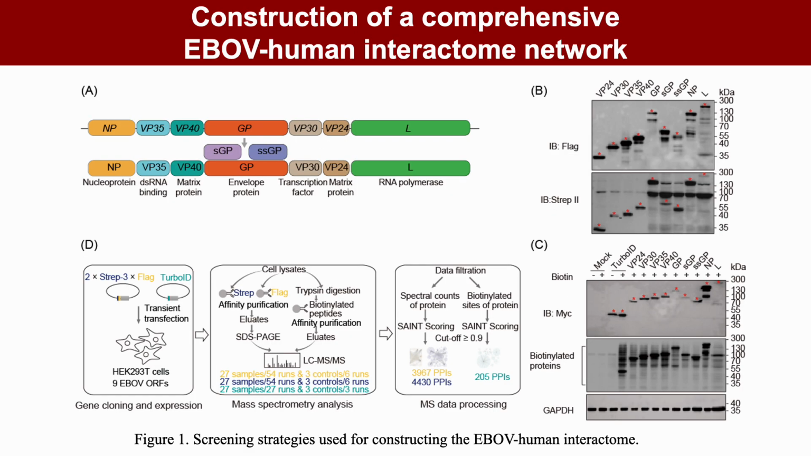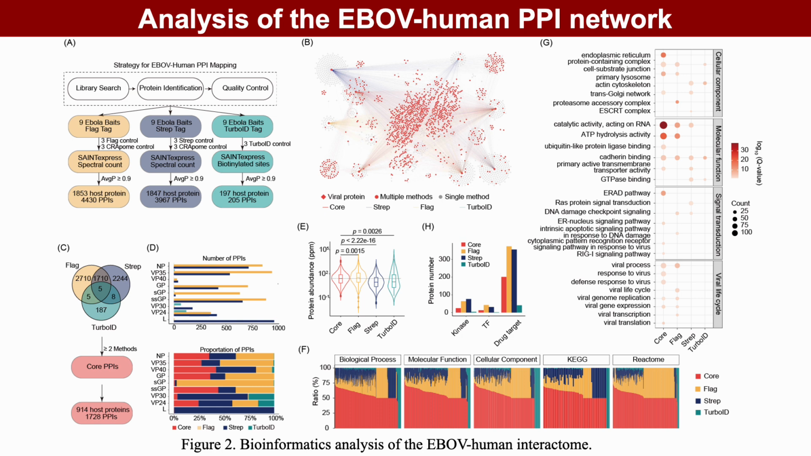We constructed an EBOV-human interactome using two complementary approaches, AP-MS and proximity labeling. For the AP-MS experiments, each of the 9 EBOV proteins was individually expressed in cells and protein complexes were purified in biological triplicates. For proximity labeling, biotinylated proteins were enriched using antibiotin antibody in triplicates, and analyzed by MS. We built a high-confidence EBOV-human PPI network consisting of 1,728 core interactions.